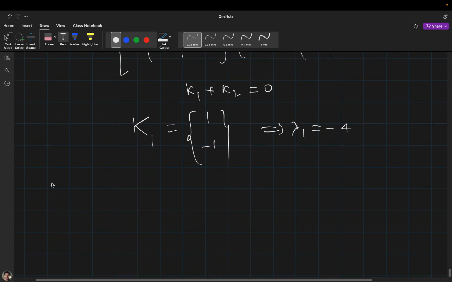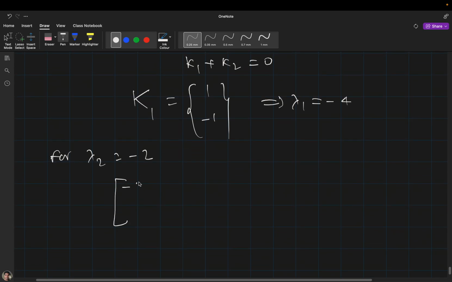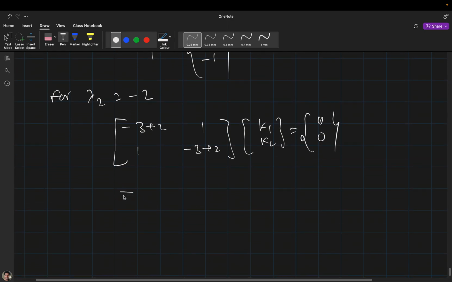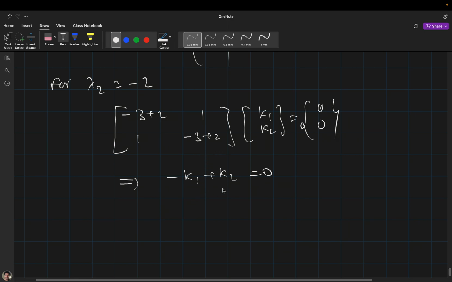Okay. Now for lambda 2 equal to minus 2. If you solve, you will get minus 3 plus 2, 1, 1, minus 3 plus 2. In this case, you will get minus K1 plus K2 equal to 0. And this row will also be same. Actually, the second row will be something like this: K1 minus K2 will be 0. You can see that both equations are equivalent.